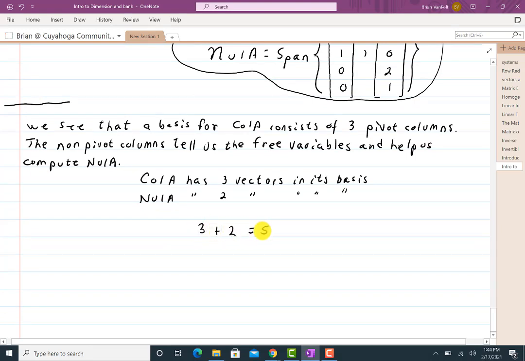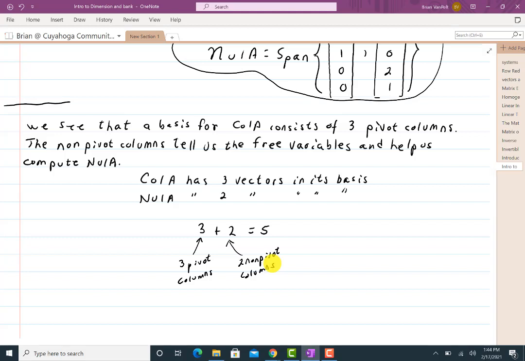Well, why is that so spectacular? Of course, 3 plus 2 equals 5. Well, because the 3 comes from 3 pivot columns, and the 2 comes from 2 non-pivot columns. So all we're saying here is that the number of pivots plus non-pivots should equal the number of columns total, because every column is either going to be pivot or not pivot.